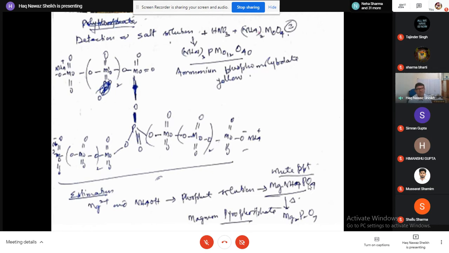Because zirconium, titanium, hafnium, and thorium, these four metals form phosphates which are 100% insoluble. They do not dissolve in water, even in acidic water. So if you want to remove the traces of phosphate in your sample, you just add a zirconium or thorium salt, zirconium nitrate or thorium nitrate. Then immediately the zirconium phosphate or thorium phosphate gets precipitated. You filter it, and your filtrate will be free from phosphate.